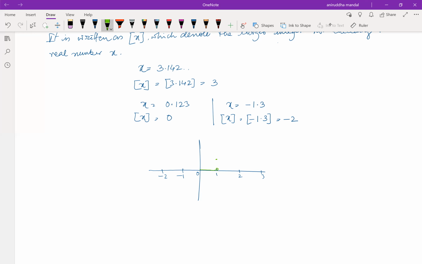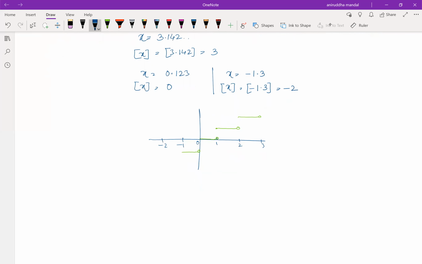Next, in between 1 and 2, the graph is this. In between 2 and 3, the graph is this. So it is like a step function. In between minus 1 and 0, the function is this.